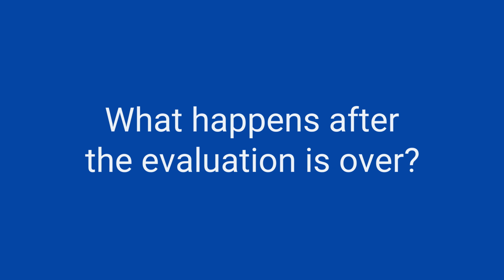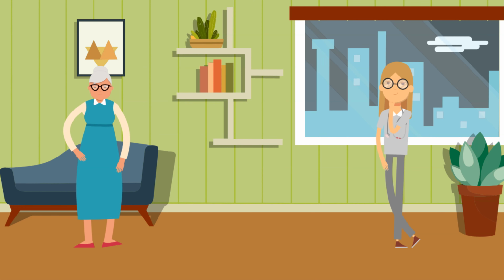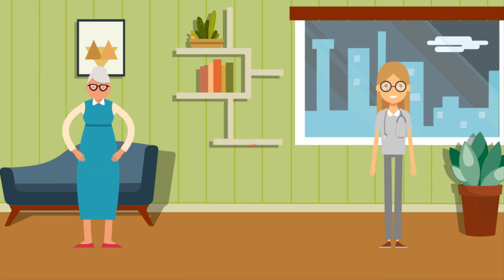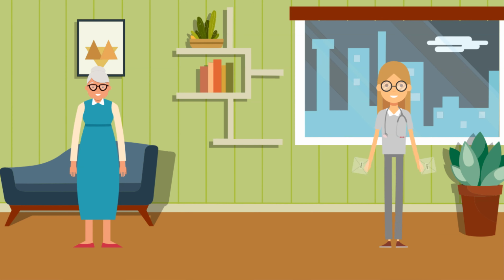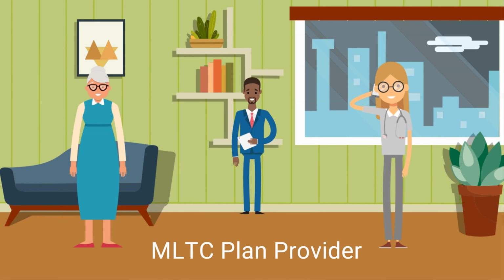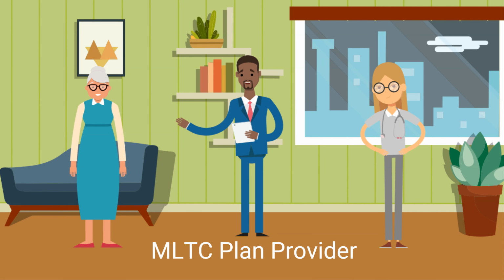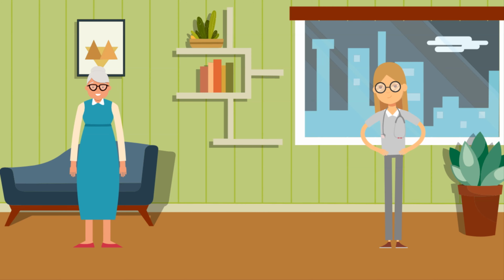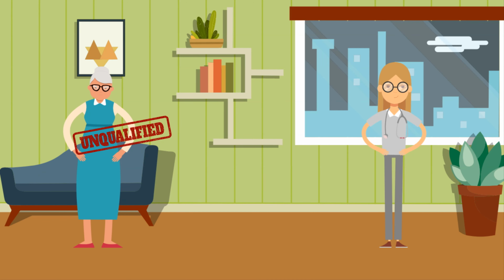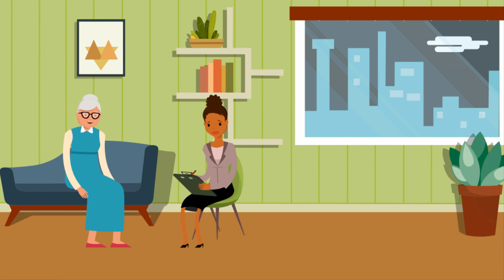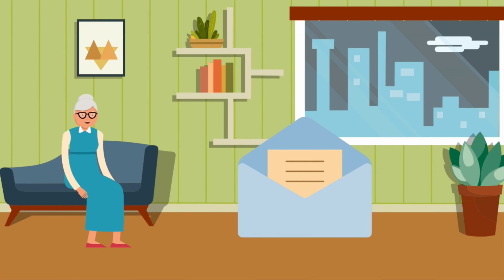What happens after the evaluation is over? Once the nurse finishes the evaluation, they will tell you if you passed, and ask if you have a particular plan in mind. It is beneficial if you do, because the nurse can set up an evaluation appointment with your plan provider. If the nurse determines that you do not qualify, and you think you do, it is your right to request a fair hearing to appeal the decision. You will also receive a decision in the mail.